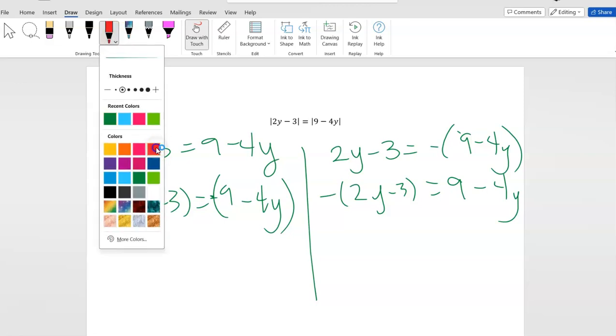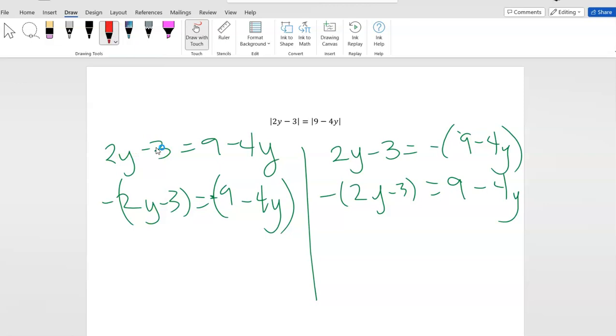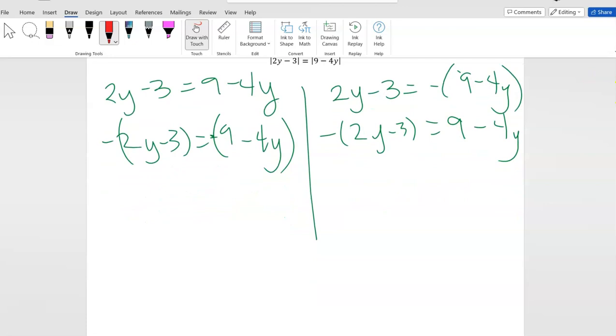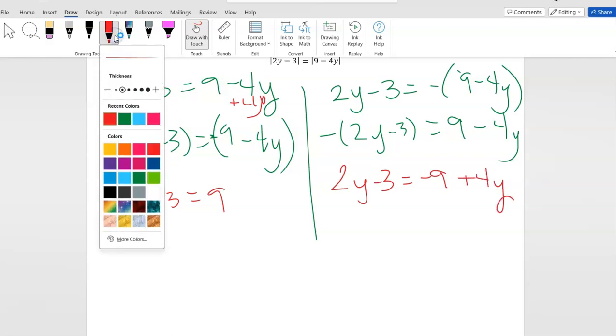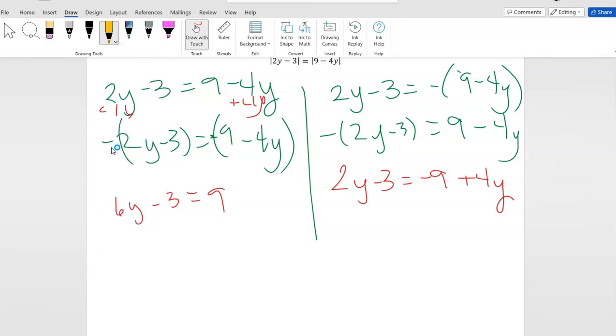Okay. So I'm going to start over here, and I'm going to probably work these simultaneously, but it's more because of my screen. Probably if this was not on the computer, I would work them one at a time. So over here, I need to move this 4y over. So I get 6y minus 3 equals 9. Over here, I'm going to start by distributing. And again, it doesn't matter. Just make sure you distribute fully. Then my next step over here is going to be to add this 3. So 6y equals 12.